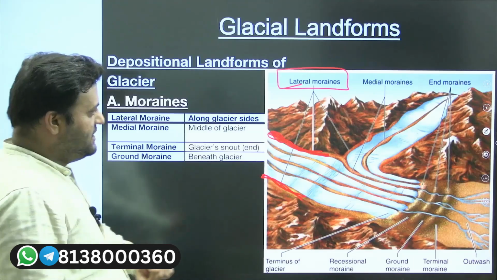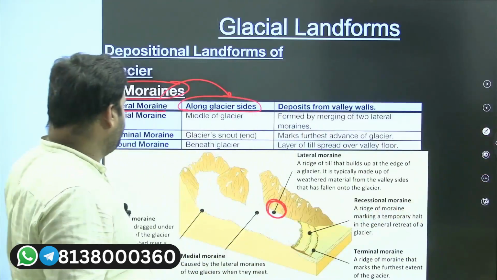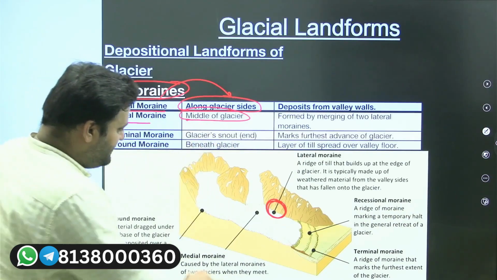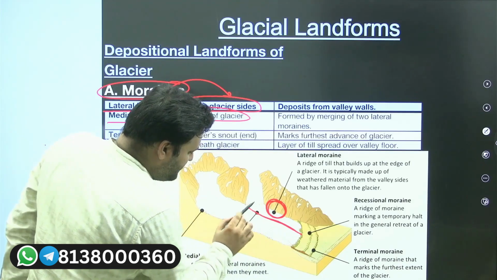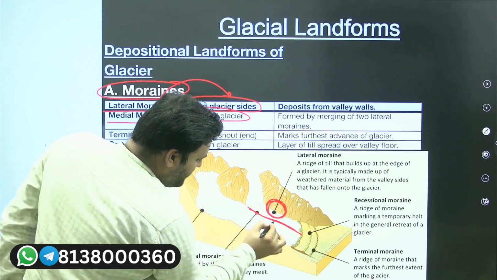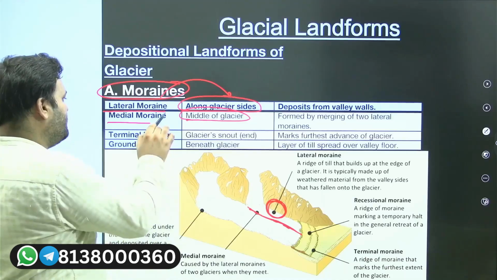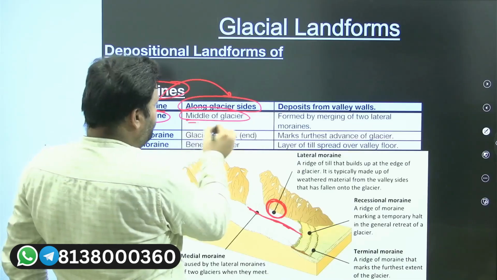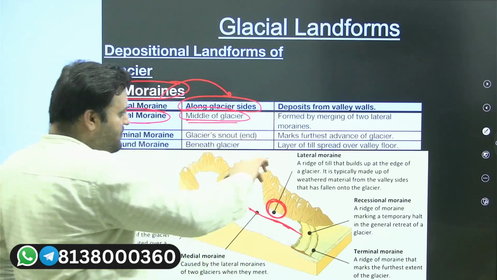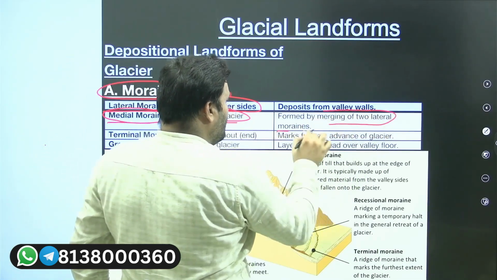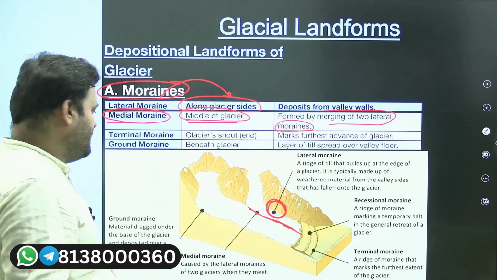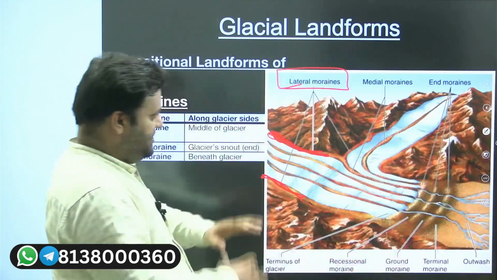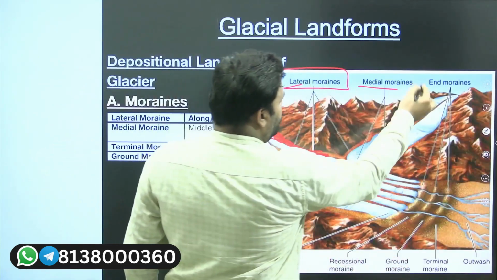Similarly, if we have a deposition which is taking place at the middle of the glacier, suppose the glacier is moving and at the middle there is a deposition, that deposition will be termed as medial moraine. So it is the middle of the glacier. It will be formed when two lateral moraines meet with each other. Here you can see we have this medial moraine.